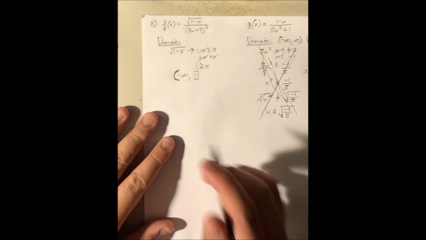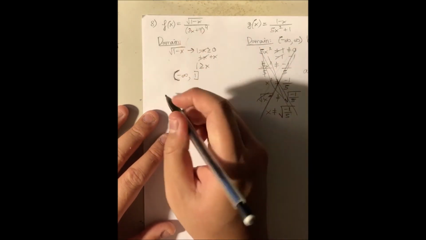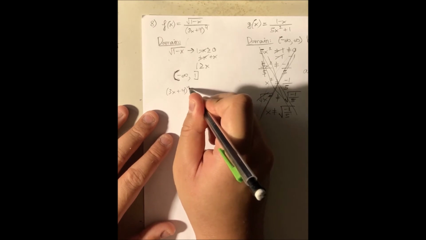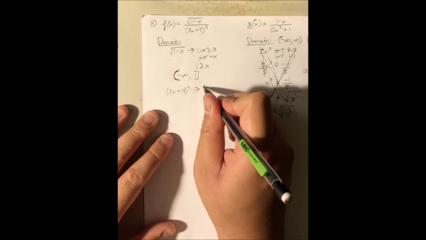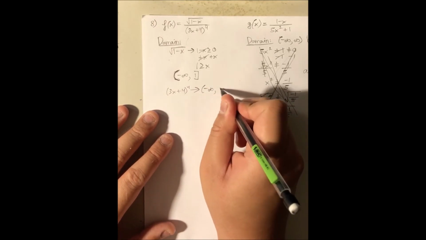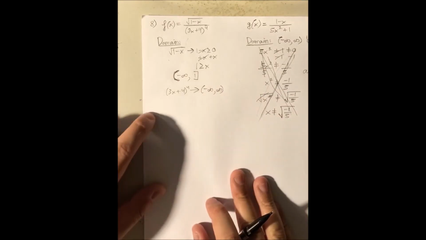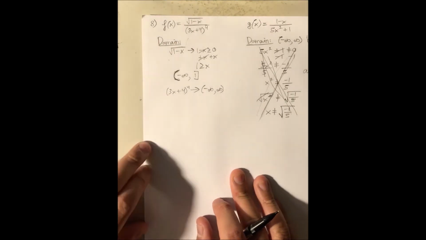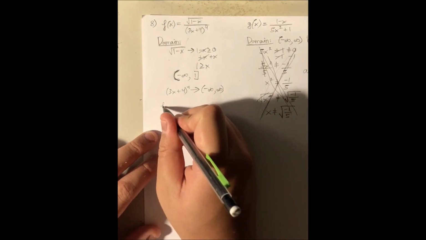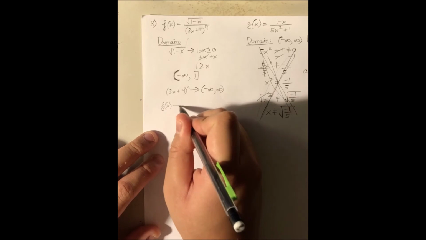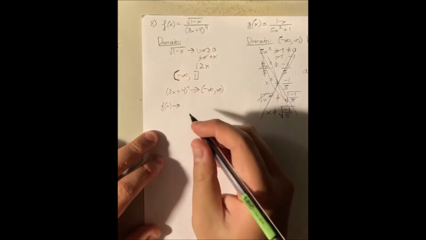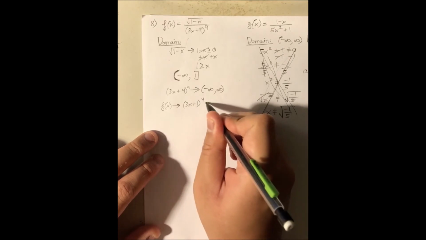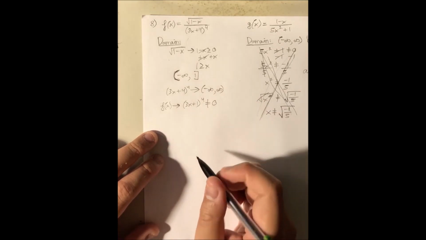But for the denominator, 3x plus 1 raised to the fourth power, the domain is going to be all real numbers. But for the entire function f, we have to take the denominator and set it not equal to 0, and then solve for x.